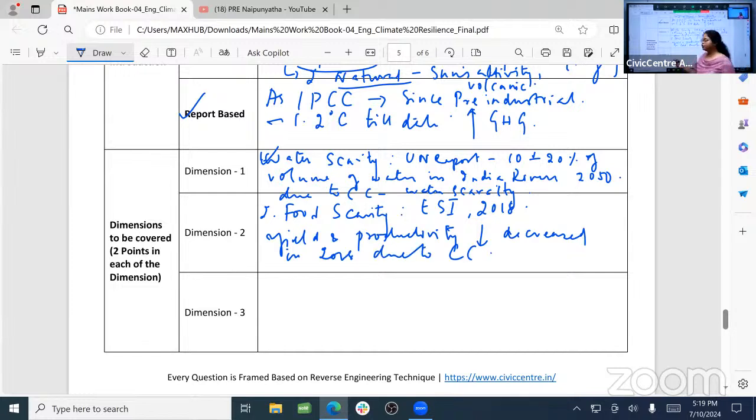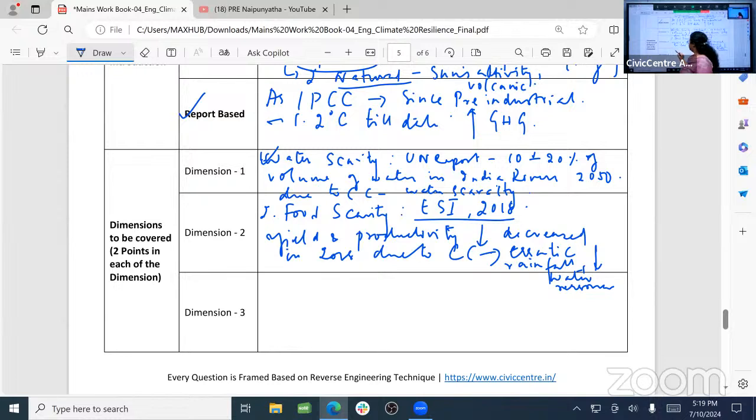How due to climate change? Due to erratic rainfall patterns or decreased water resources, right? So all these effects of climate change are impacting the food security in India. And how do we know that? We know it from the data of the Economic Survey of India.